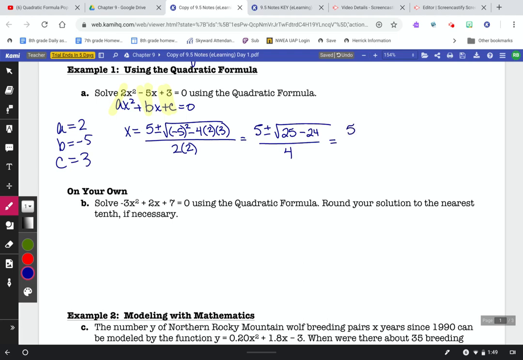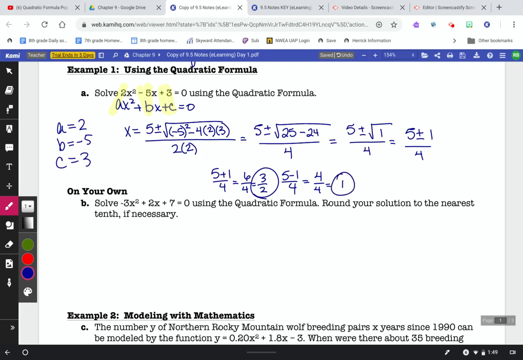Okay, let's keep simplifying. 5 plus or minus the square root, and your radicand would be 1. 25 minus 24 is 1, all over 4. And then we get 5 plus or minus the square root of 1, which is 1, over 4. Okay, so to finally get your last two answers, you do 5 plus 1 over 4 and 5 minus 1 over 4. This gives you 6/4, which simplifies. Always simplify your fractions. That simplifies to 3/2, and this simplifies to 4 over 4, which is 1. And those are your two solutions.